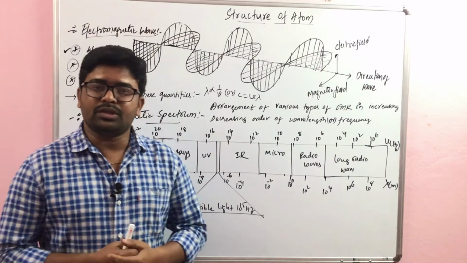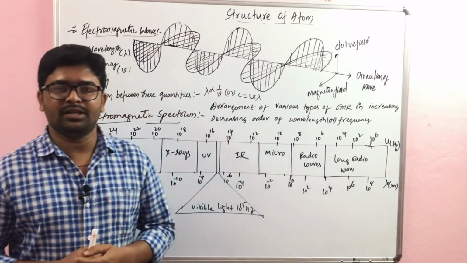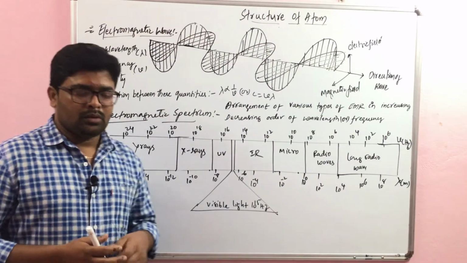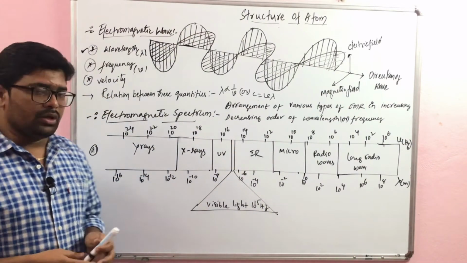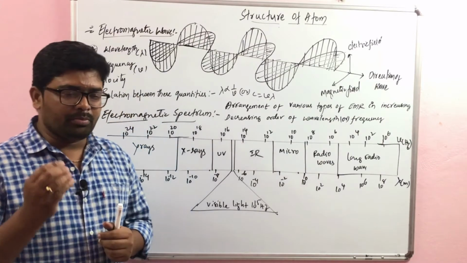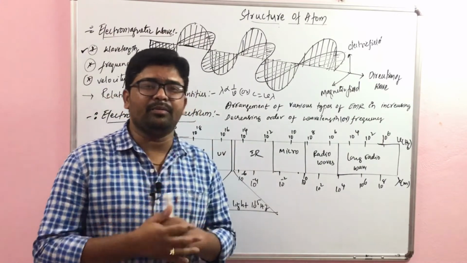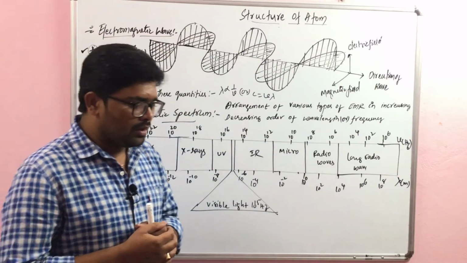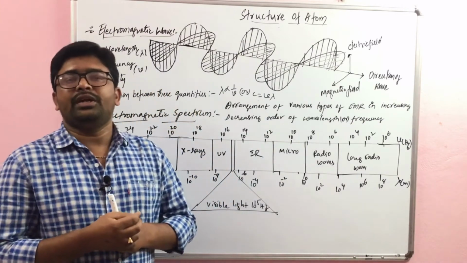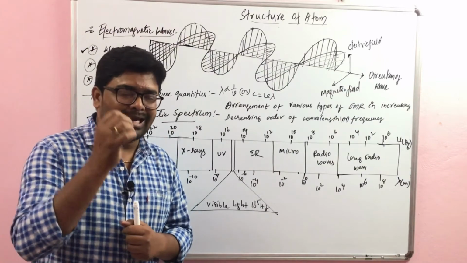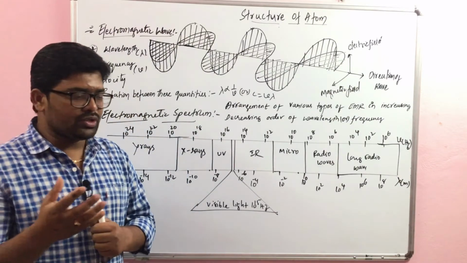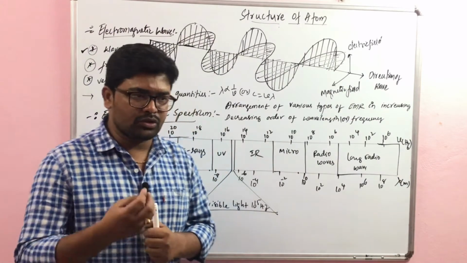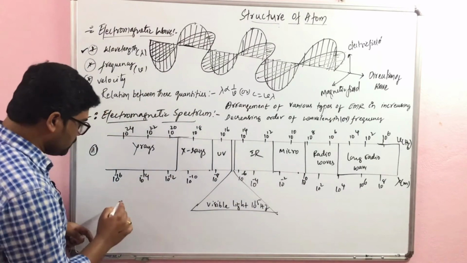Today we are going to discuss one more chapter of our class 10, that is structure of atom. In class 9 we studied what an atom is and what the tiny particles present inside an atom are. So what is an atom? Atom is the smallest particle of matter. And this smallest particle in turn consists of some tiny particles, which we call electrons, protons and neutrons.